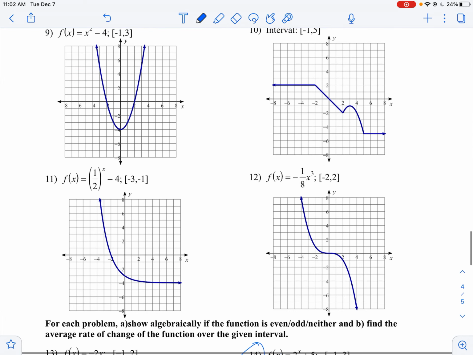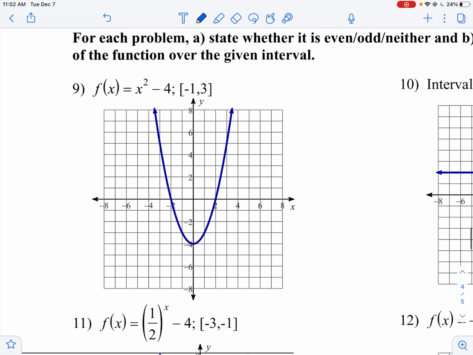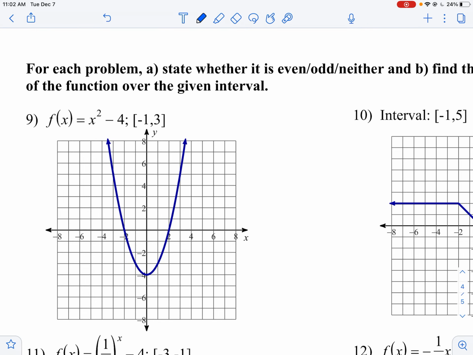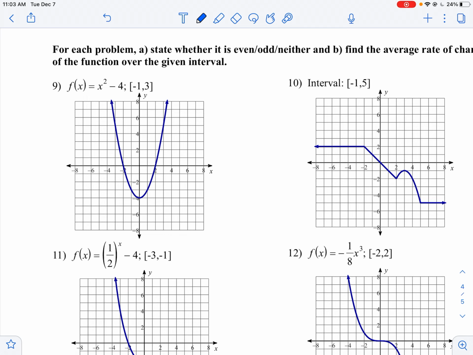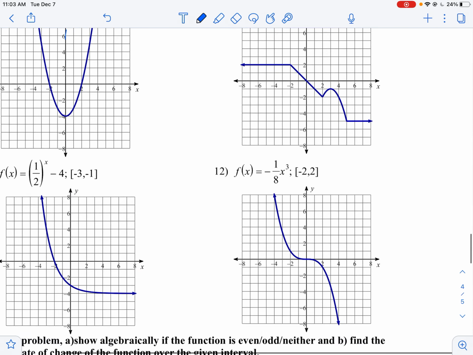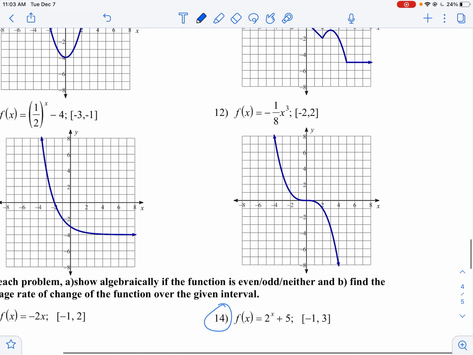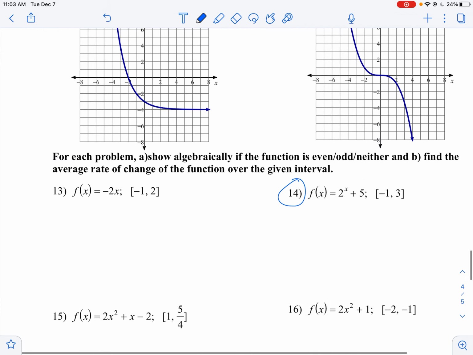We're going to look at one more. Just a quick thing to remember, whether it's even, odd, or neither. Even means symmetrical about the y-axis, meaning if you fold along your y-axis and it's the exact same, then it's even. So something like this would be even. Something is odd if you can rotate it about the origin 180 degrees and it looks the same. So if you were to flip this upside down like this, it would be the same. So a function like this would be odd. So that's a quick thing.